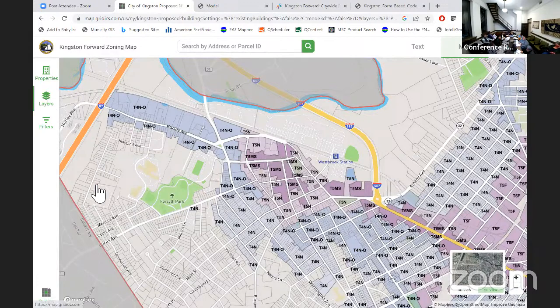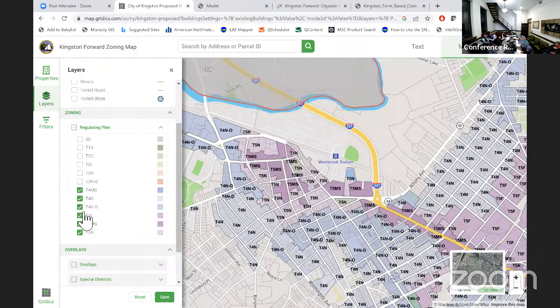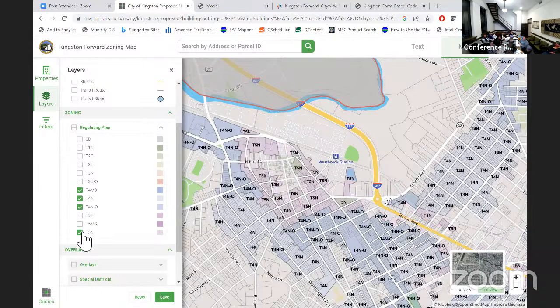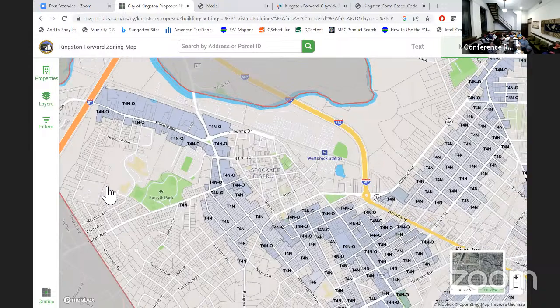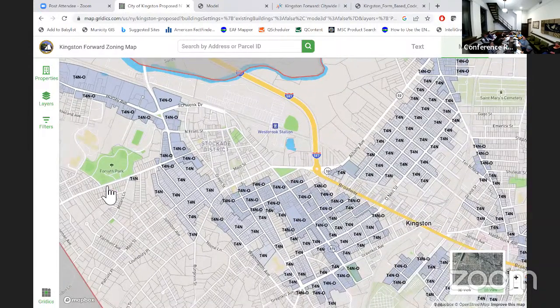T4 Main Street, right? I'm going to take away the T5 so we can just see the T4s, including Curly Ave as well. I'm sorry, 2.5 with 3, 3.5 with bonus.